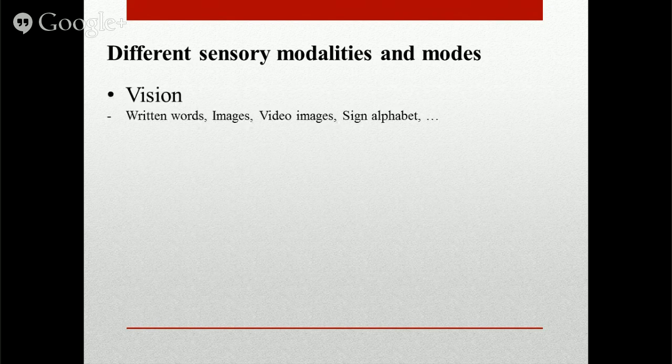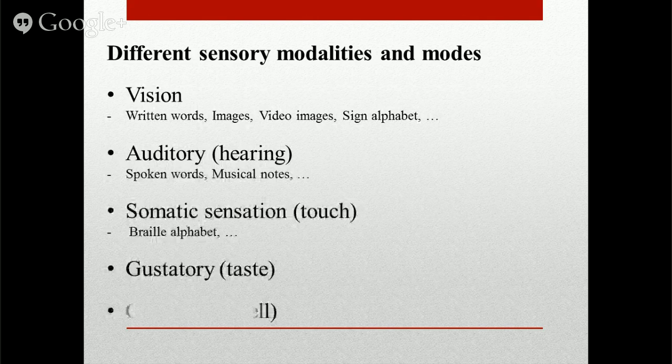We have 5 different sensory modalities, as you know. And now there are different ways to talk about multimodality. I think the best way is to divide sensory modalities and modes. For example, sensory modalities are vision, auditory, somatic sensing, gustatory, and the different modes, for example, for vision are written words, images, video images, sign, alphabet. If you want more, you can use more modes.